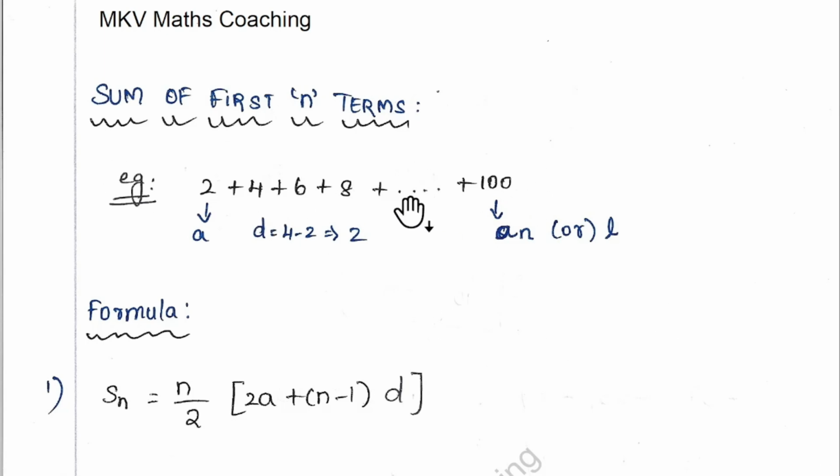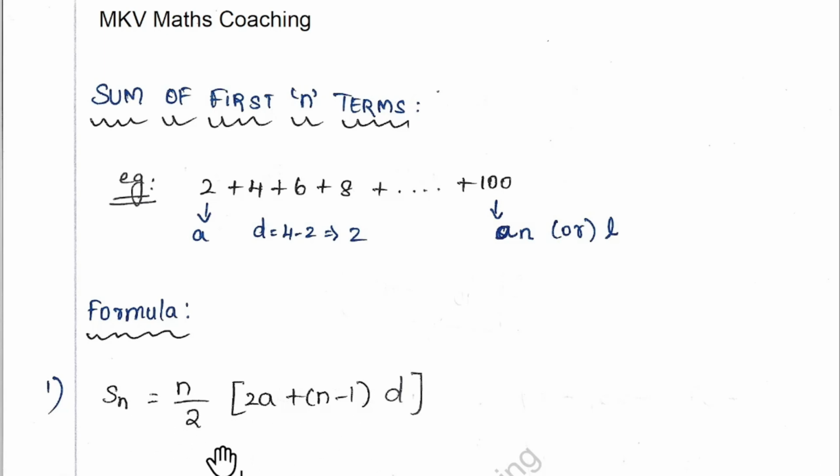Suppose the given series is 2, 4, 6, 8 up to 100. So I have to add every number to get the Sn value. 2 plus 4 is 6, 6 plus 6 is 12, 12 plus 8 is 20. Likewise, I have to add every number. The sum of all the numbers in a given series is called Sn. But we cannot directly add, it will be very difficult. So we are using the formula.